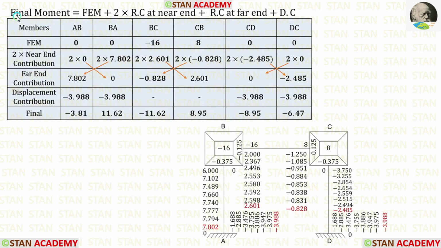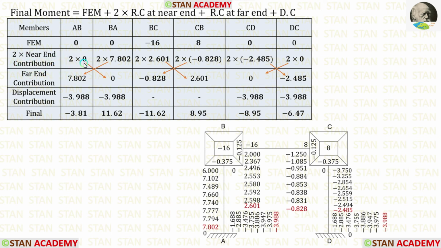Now we are going to find the final moments. The formula is fixed end moment plus 2 into rotation contribution at near end plus rotation contribution at far end plus displacement contribution. Let us make one table. In the table, first let us enter all of the members. Then let us enter the fixed end moments. Then let us enter 2 into near end rotation contributions.